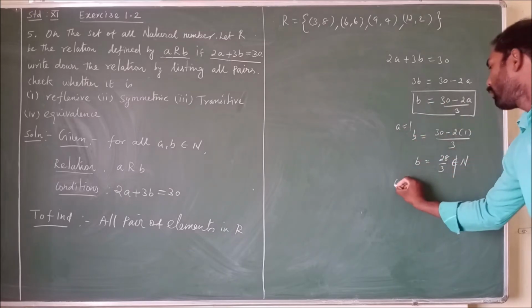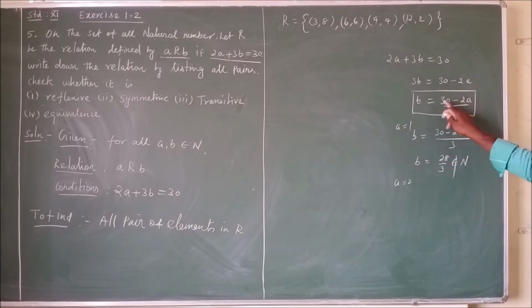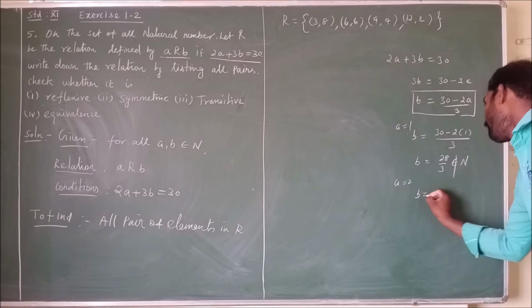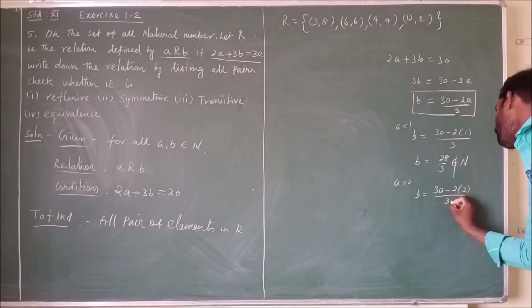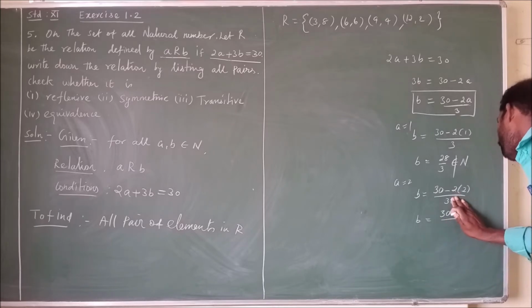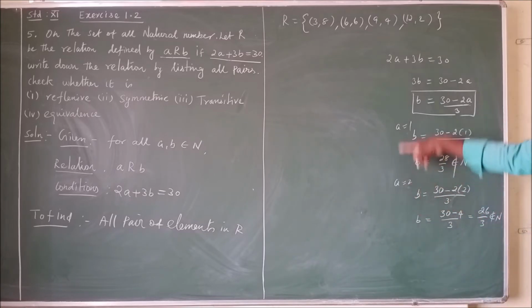Again we check it. Put A equal to 2. B equals (30 minus 2 into 2) by 3, which is (30 minus 4) by 3, equal to 26 by 3, not divisible by 3, thus it does not belong to N. So 2 is not a value in this pair.